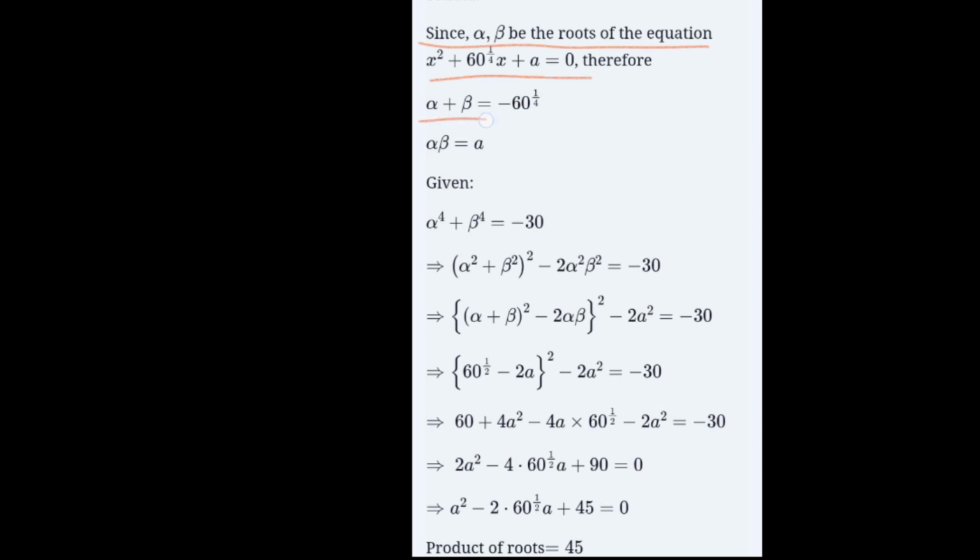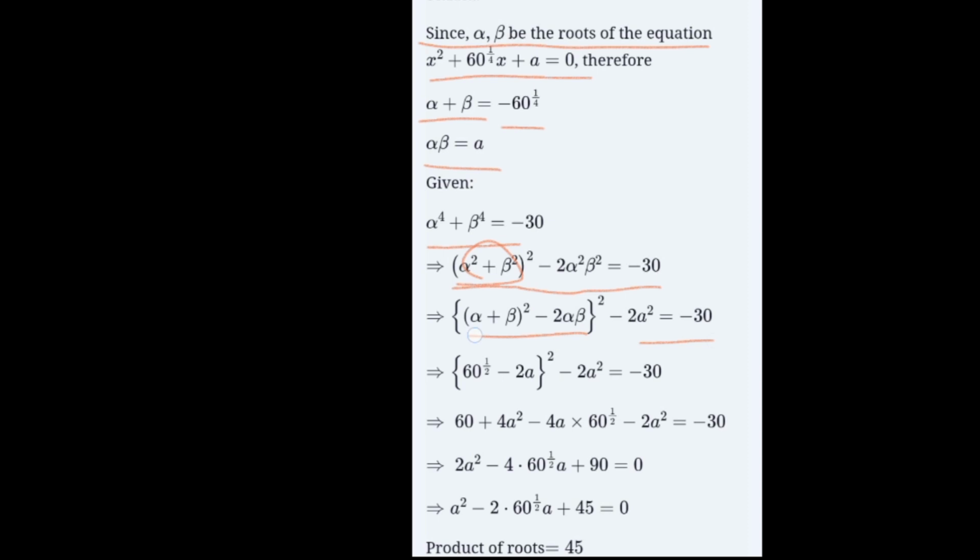So sum of the roots is equal to minus 60 power 1 by 4. Product of roots is equal to a. Now alpha power 4 plus beta power 4 is minus 30. That means (alpha square plus beta square) whole square minus 2 alpha square beta square equal to minus 30. Again alpha square plus beta square formula, this one.